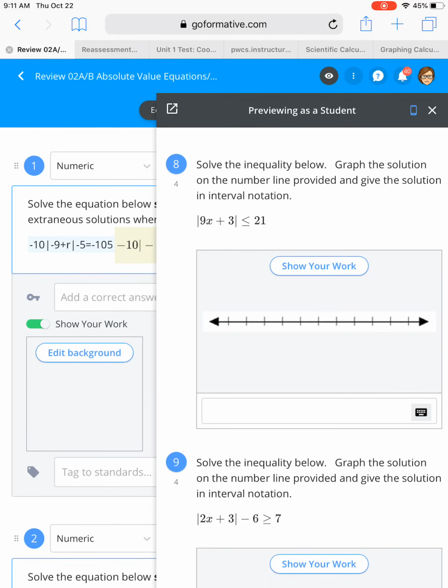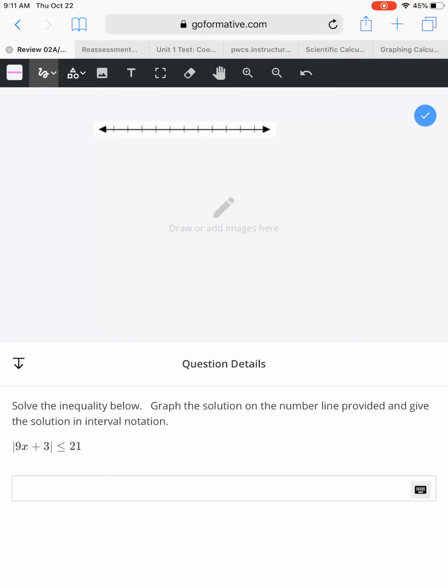Okay, so solve the inequality below, graph the solution on the number line, and give the solution in interval notation. So again, graph the solution on the number line provided. So I'm going to just write this out. So it's the absolute value of 9x plus 3 is less than or equal to 21.